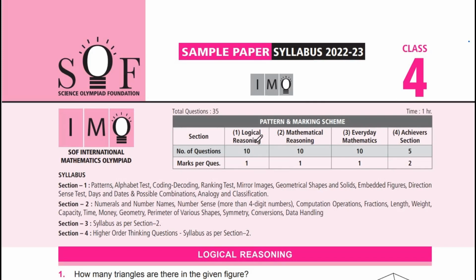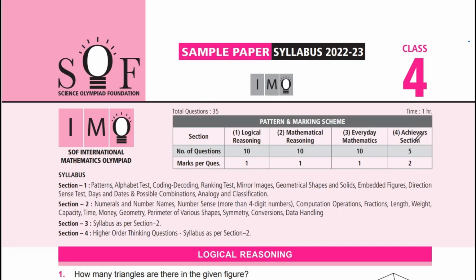The first section would be the logical reasoning skills. You will have 10 questions in logical reasoning skill. Each question would carry 1 mark. So that is 10 marks for logical reasoning skill. And then we have mathematical reasoning skill. In that also there will be 10 questions. Each question 1 mark. So again 10 marks over here. And the third section would be everyday mathematics. In this also you will have 10 questions. Each would carry 1 mark. So this is again 10 marks.